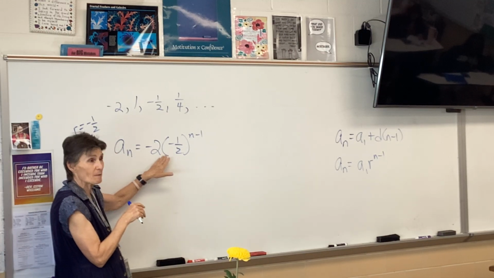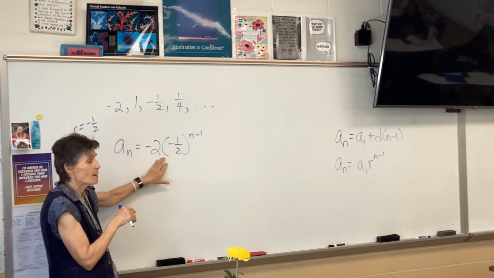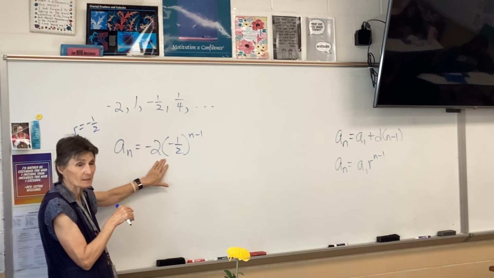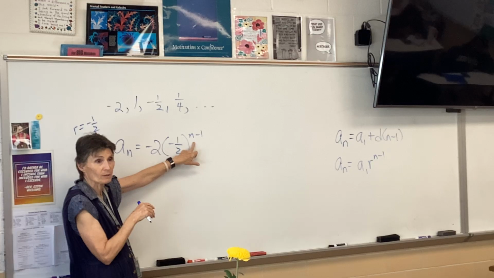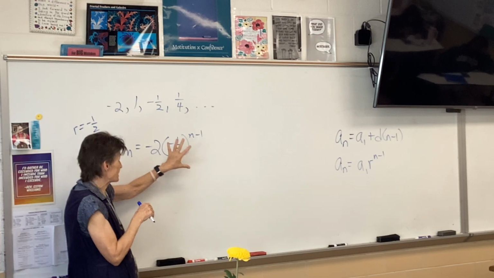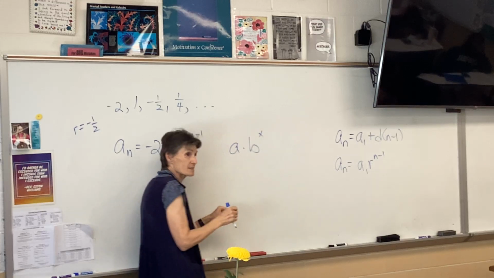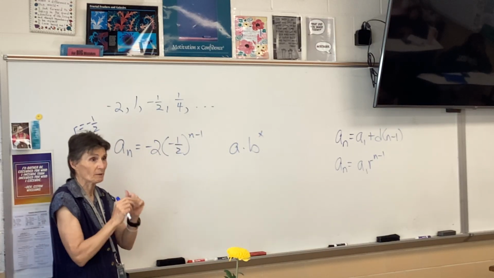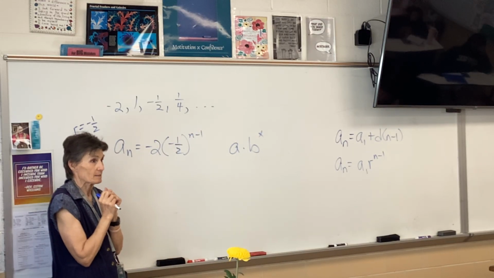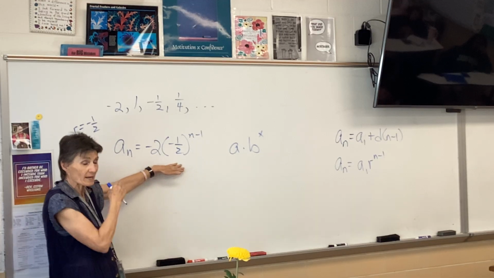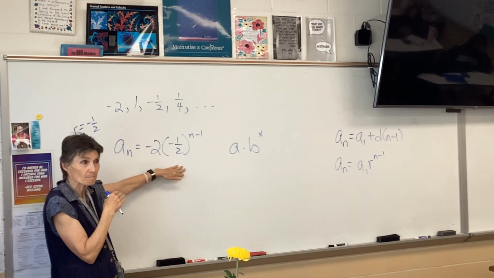These two numbers may be written right next to each other, but they cannot be combined because that one has an exponent. So they stay separate. Back when we did it before, we called it a times b to the x, and I told you never, ever, ever multiply a and b. You can't. So this is it. You're done. That is your explicit formula.